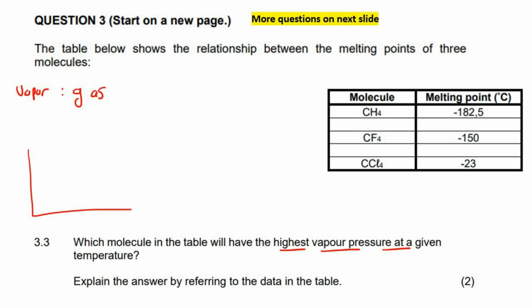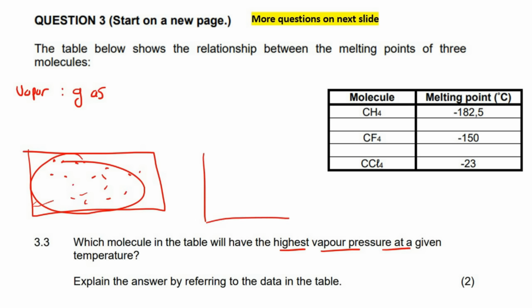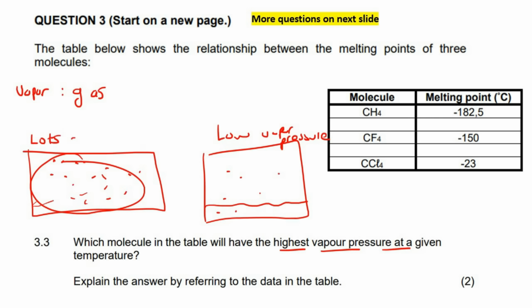So if you have a room that is filled with a lot of gas, then we would say that it has a very high vapor pressure. If you have a room that has a very little bit of gas, and most of it is in the liquid phase, and there's only a little bit of gas, then we would say low vapor pressure. Vapor pressure is for gases. So if there's lots of gas, then we say high vapor pressure. If there's a little bit of gas, then there's a low vapor pressure.